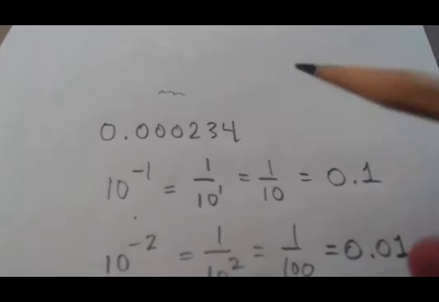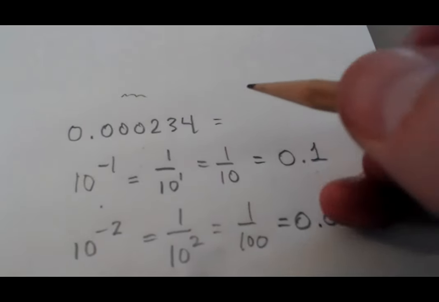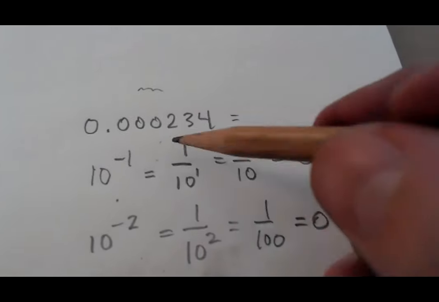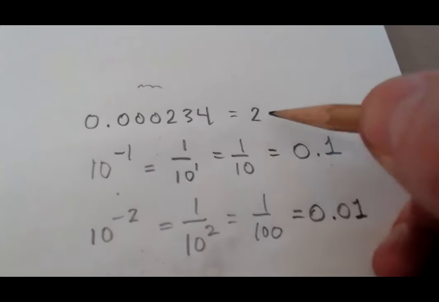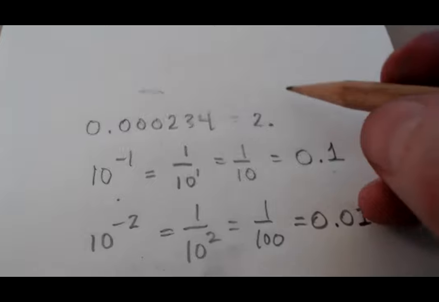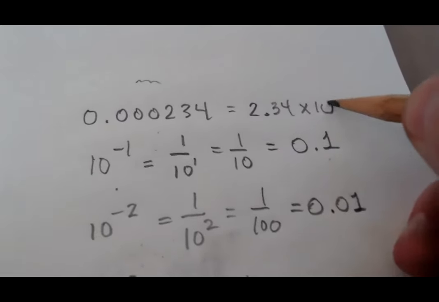Let's try to put 0.000334 into scientific notation. Shay, what's your lead digit in this number? 2. All right, let's keep some change. Keep some 34 cents. Times 10 to what power?